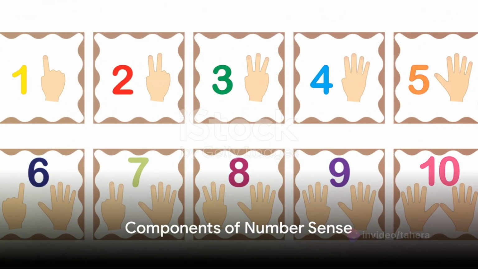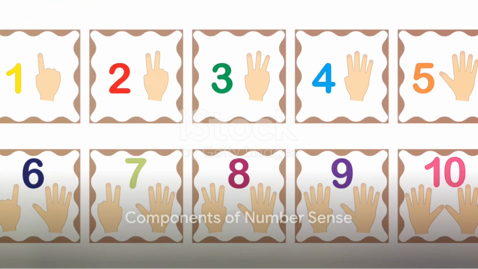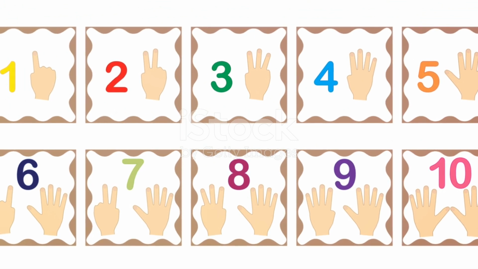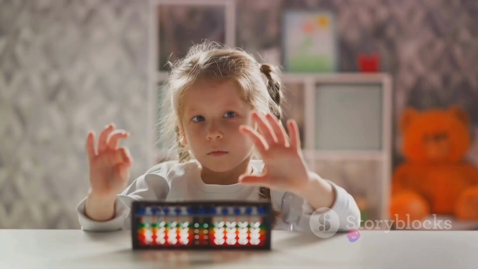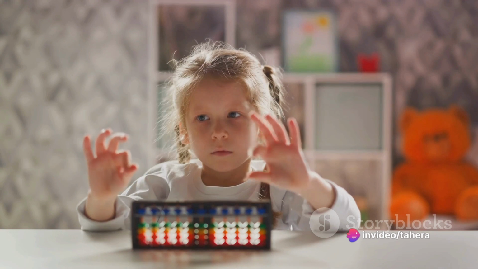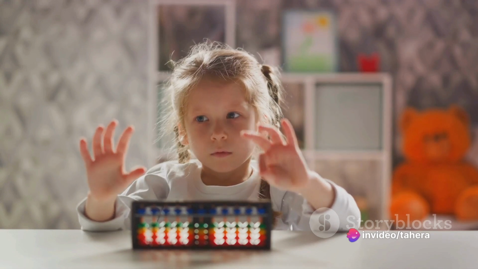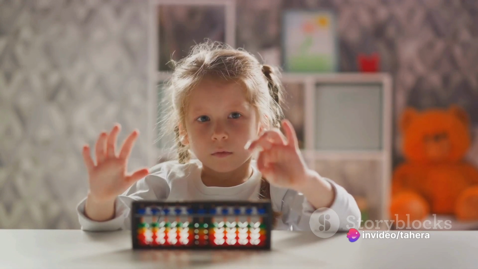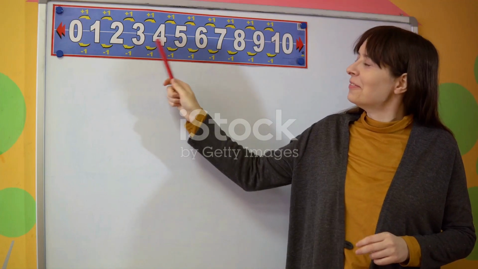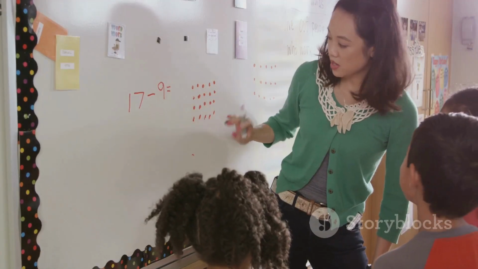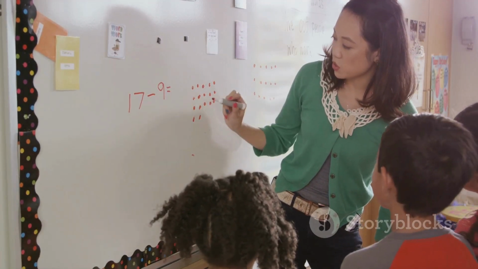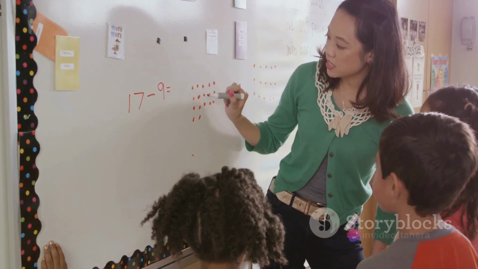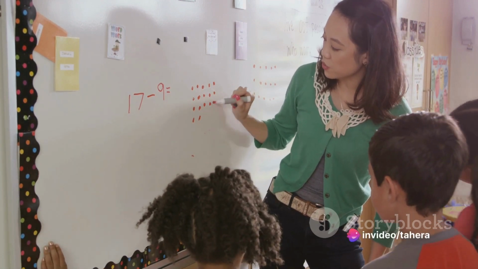Number sense can be broken down into several key components. First, there's numerical magnitude. This is the ability to understand and compare the size of different numbers. It's knowing that 10 is more than 5 and less than 20. Then, there's number relations. This involves understanding the relationships between different numbers. For instance, knowing that 5 is half of 10, or that 2 plus 2 equals 4.